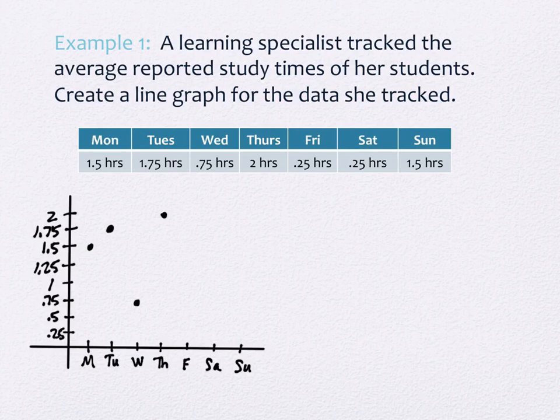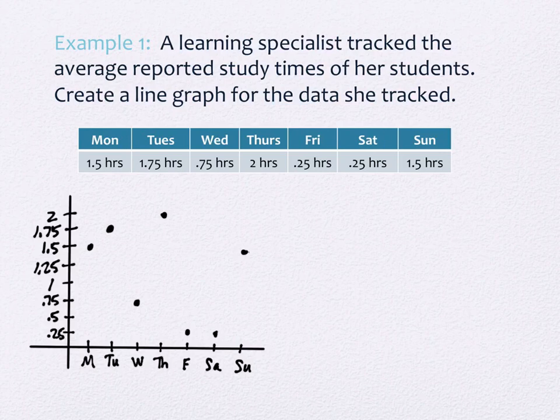Friday, 0.25 hours. They're probably lying. Don't know many kids who study on Fridays. Not a normal day. Saturday, 0.25 hours for exactly the same reason. And then Sunday is 1.5 because you got to make up somewhere along the way that you didn't study when you should have.